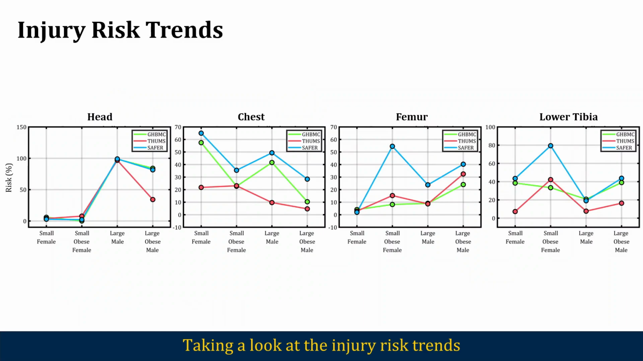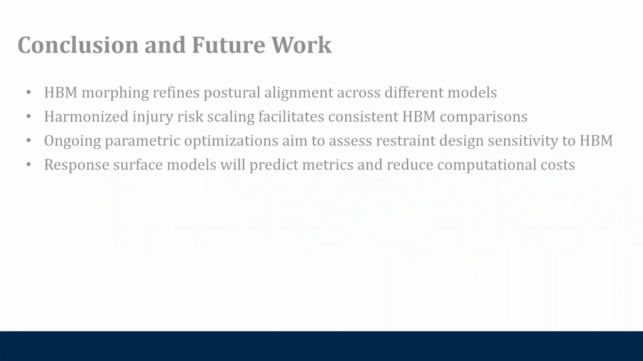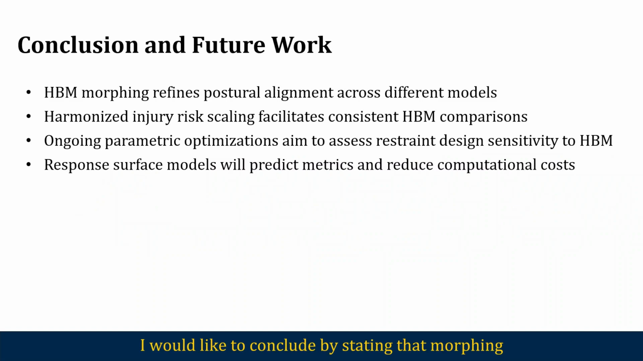Taking a look at the injury risk trends across different body regions as the occupant size changes, we see similar patterns across GHBMC, THUMS, and SAFER with some outliers. This forms a strong base to begin the optimization studies. I would like to conclude by stating that morphing improves the postural differences and harmonizing the injury risk scaling enables better comparison across the models.